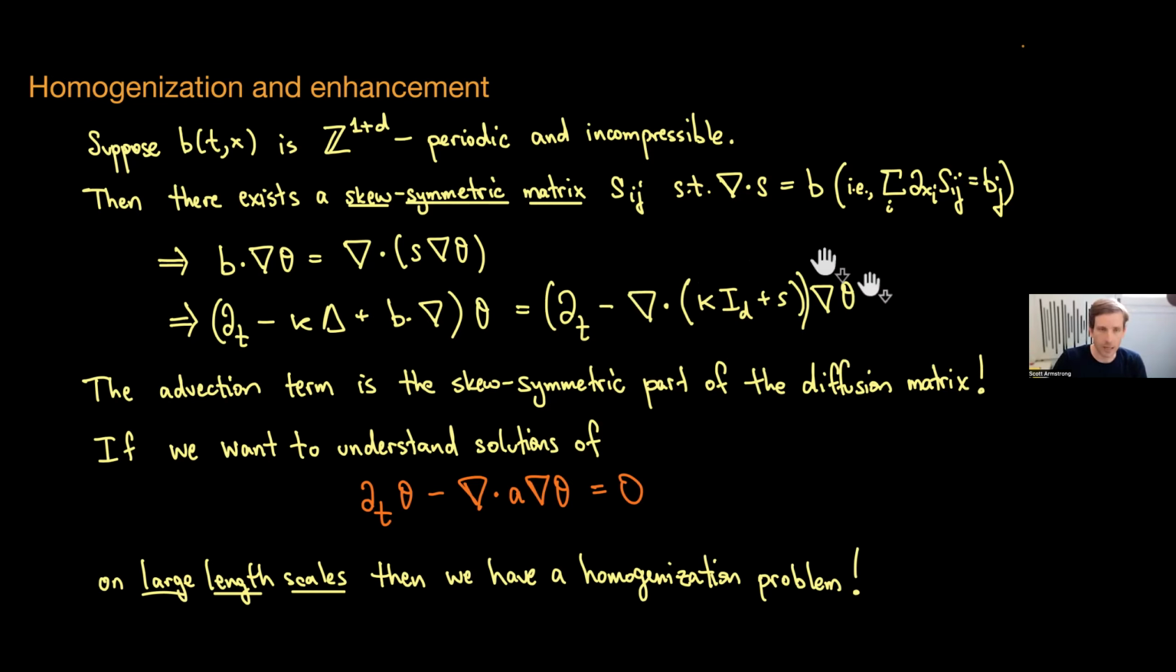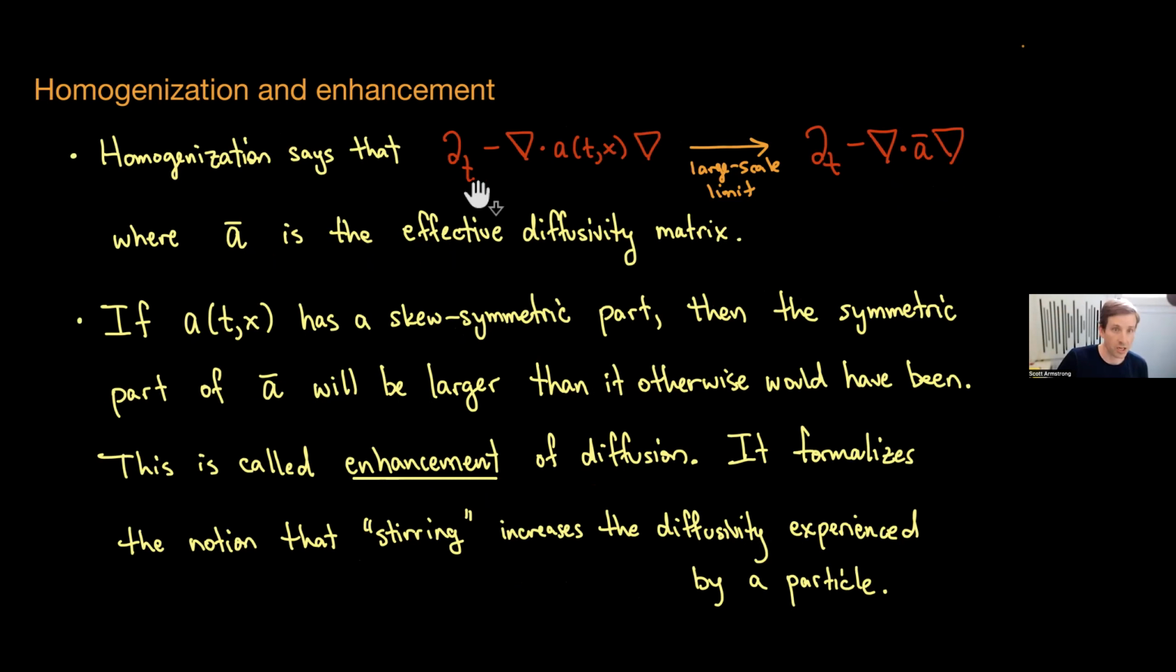And written in this way, it nicely fits into the theory of homogenization. So we want to understand solutions of a parabolic equation with a skew symmetric matrix on very large length scales, on length scales that are much larger than the wiggles in this vector field B, okay? And basic homogenization theory, homogenization theory 101, says that this will converge, in the large scale limit, to this operator, where here it depended on space and time, and here it's constant, it's A bar, where A bar is the effective diffusivity matrix.